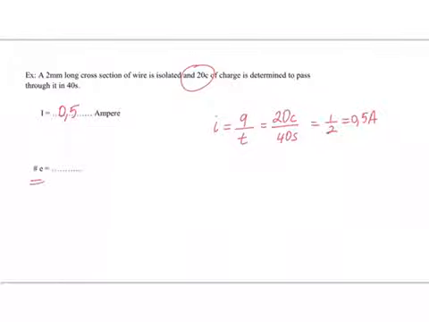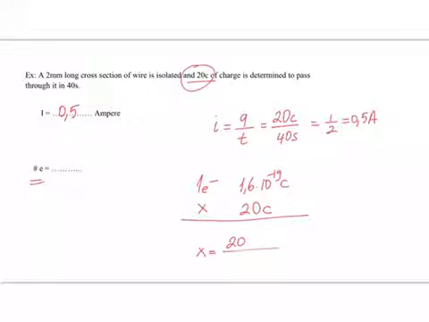Now sometimes the number of electrons is asked. How can I calculate it? We know that one electron carries a charge of 1.6 times 10 to the minus 19 coulomb. So I have 20 coulomb of charge. How many electrons carry 20 coulomb of charge? So the number of electrons is equal to 20 over 1.6 times 10 to the minus 19 electrons.